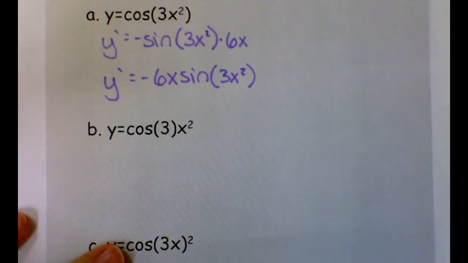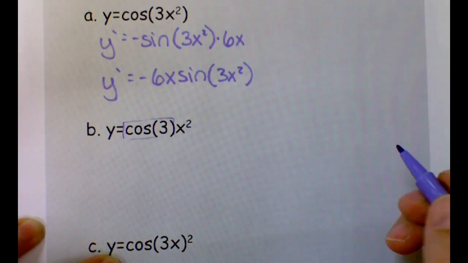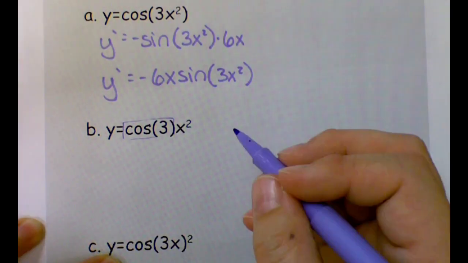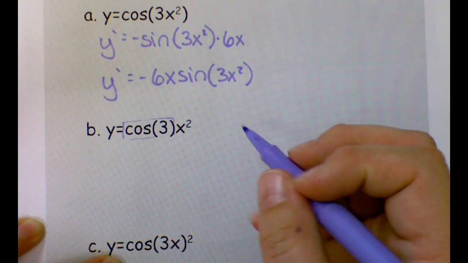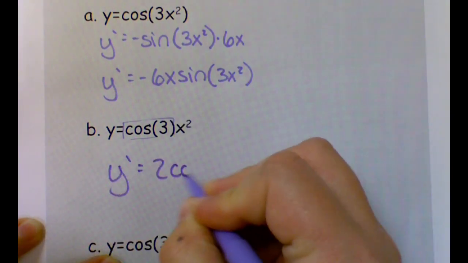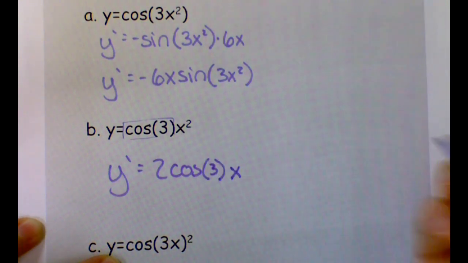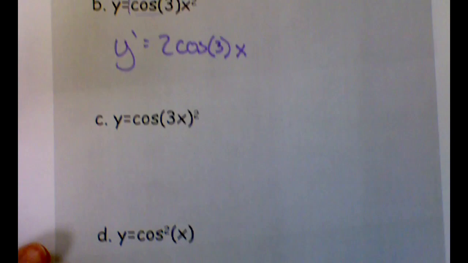For b, I have cosine of 3 times x squared. Cosine of 3 is just a number. It's a constant. So I don't really need to do the product rule or chain rule or anything. I just bring the 2 down. So y prime equals 2 times the cosine of 3 times x to the 2 minus 1 power, which is just x.